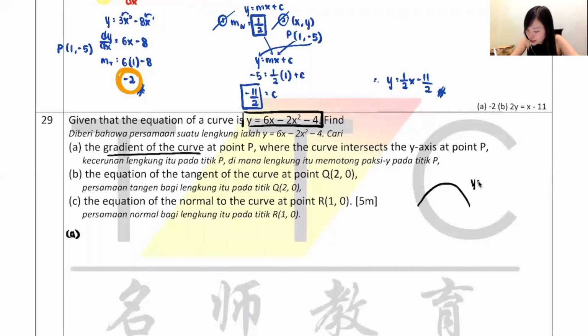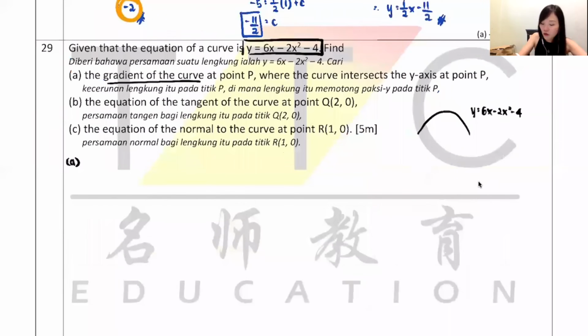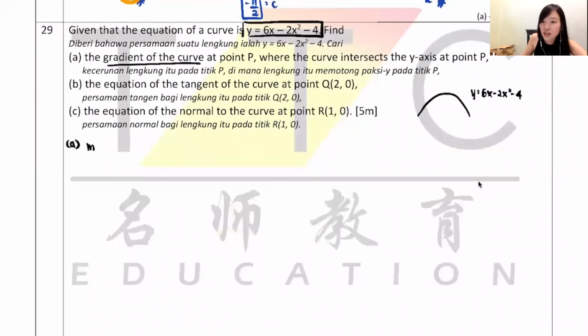Y equals to 6x minus 2x squared minus 4. Okay, so now this is the curve. They say, find the gradient of curve. I think all of you know, gradient is M, curve is C. So that means they'll find gradient of curve. And as what we all memorize on the starting, gradient of curve means dy dx. So you want to find gradient of curve, isn't it?